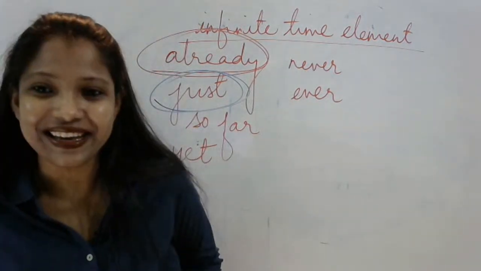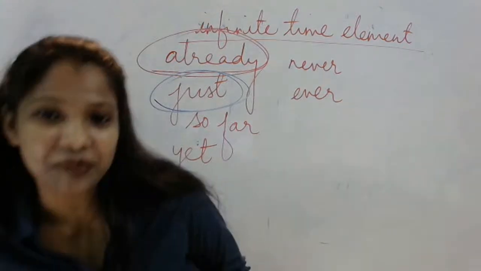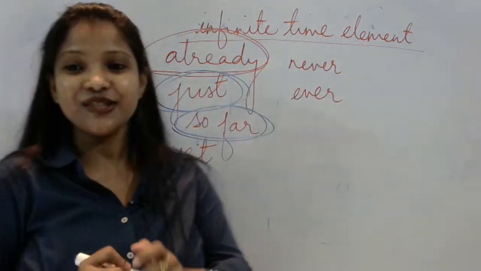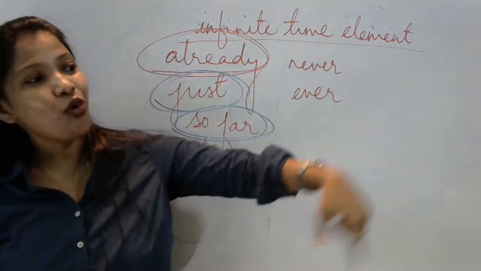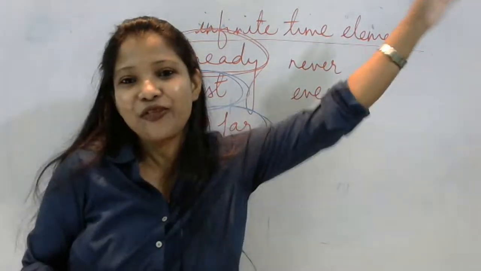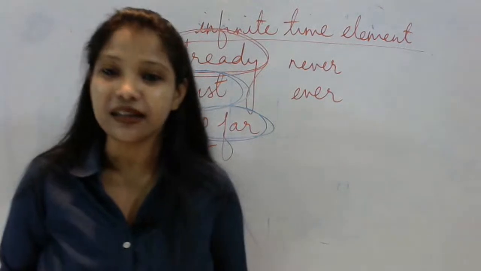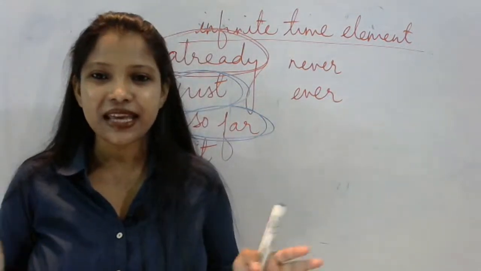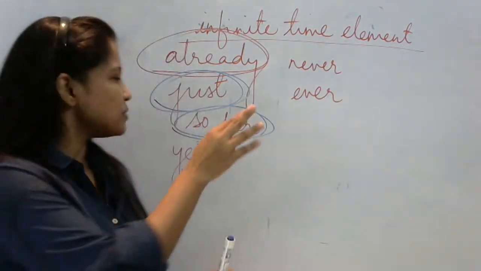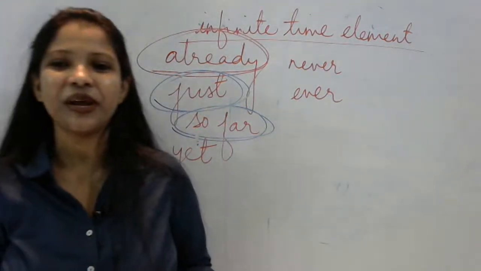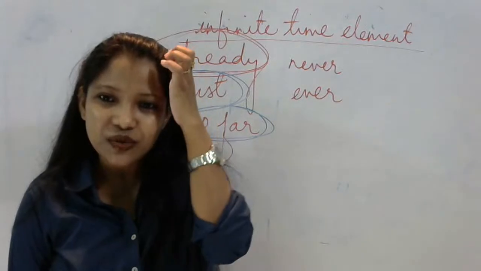Okay, Nikhil, given V3. Now frame a sentence with the next one. So far. Now this so far doesn't mean so far, like my house is so far. It's not that. The meaning of this so far means abhi tak. Abhi tak हमने ये किया है. So that is the meaning of this so far. Frame a sentence with so far.